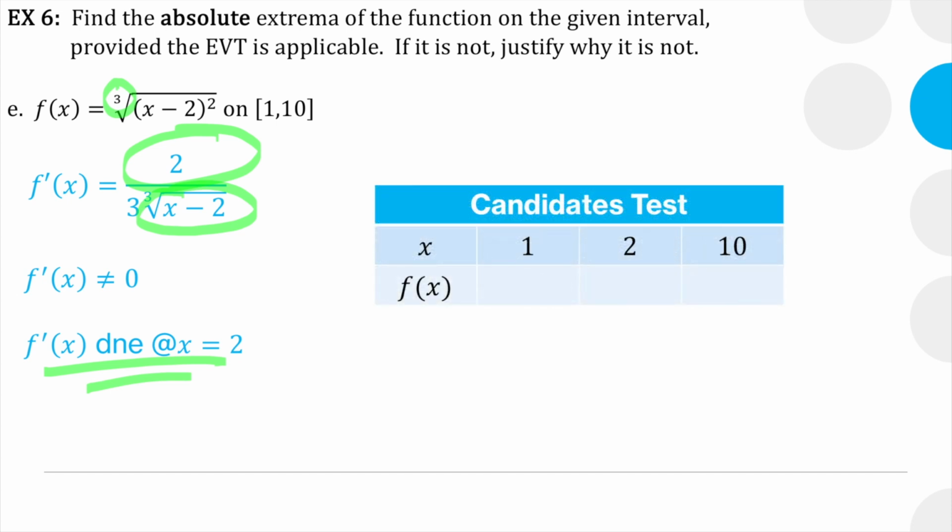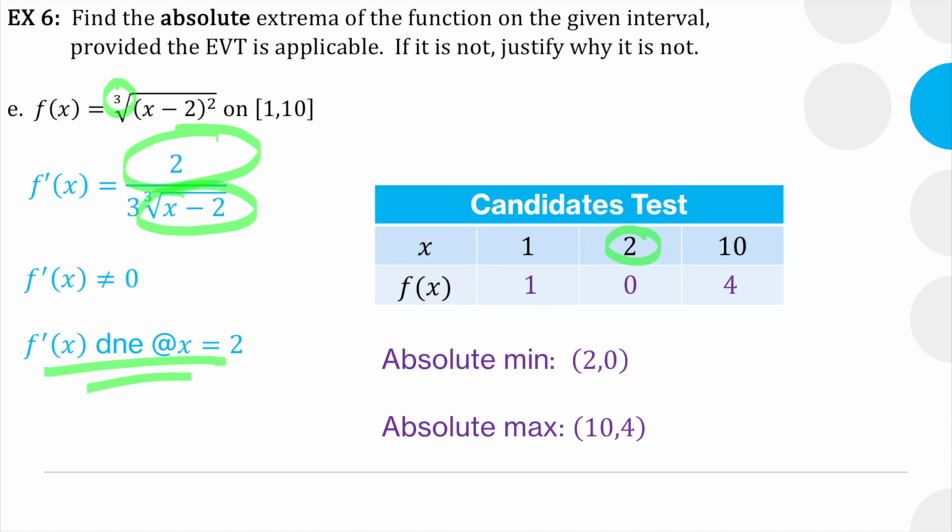So here we need our candidates test, endpoints, and it's not a zero, it's a critical point of 2. Plug those numbers into our original function. We get 1, 0, and 4. So we have an absolute minimum at 2 and an absolute maximum at 10.